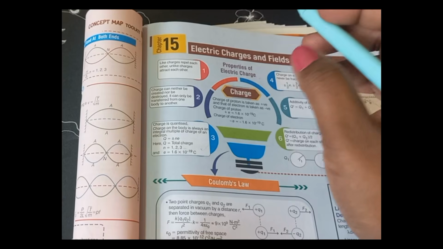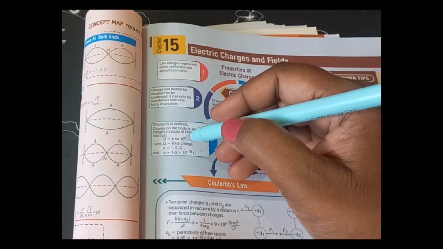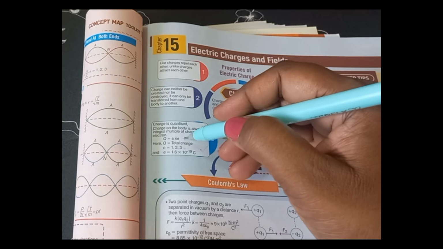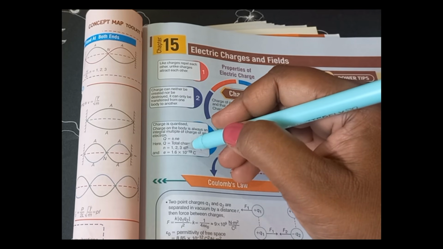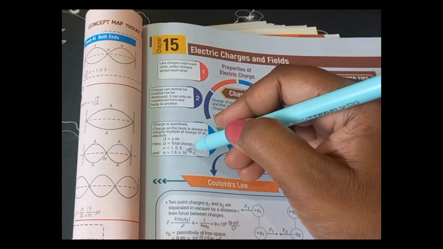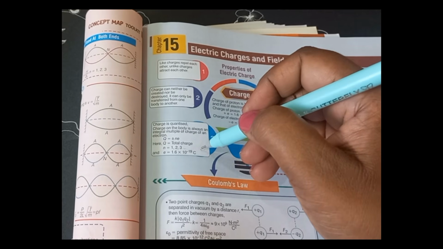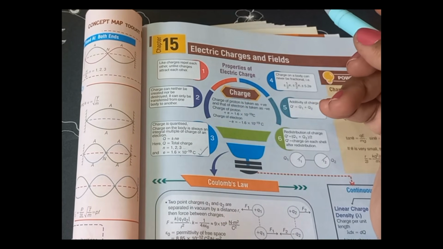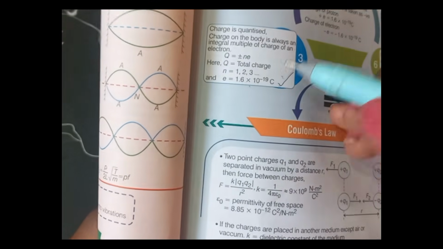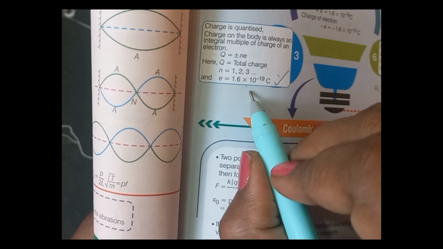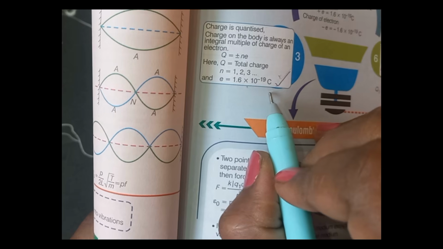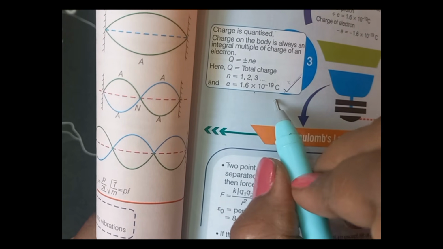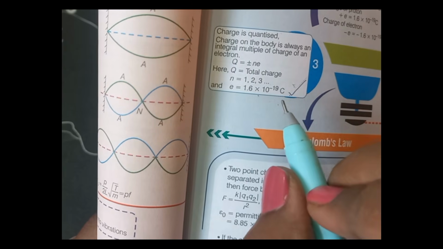This one is very important. Charge is quantized and its value is Q equal to plus or minus Ne, where N is the integral multiple of the charge in a body and e is the magnitude of the charge. This is very important. You have to remember the magnitude of the charge, that is 1.6 into 10 to the power of minus 19 Coulomb. Always remember this magnitude of the charge.